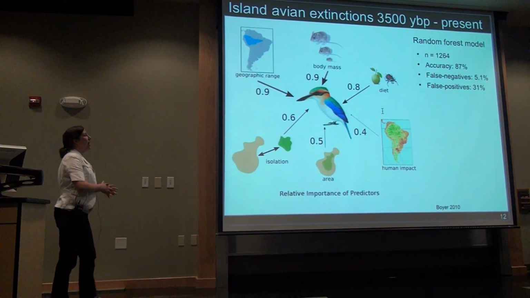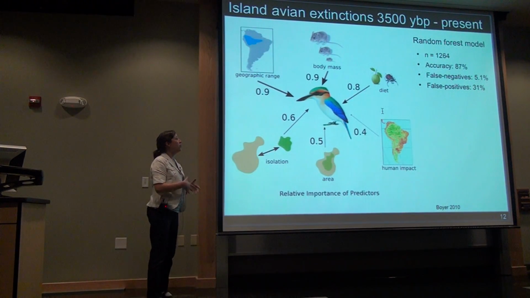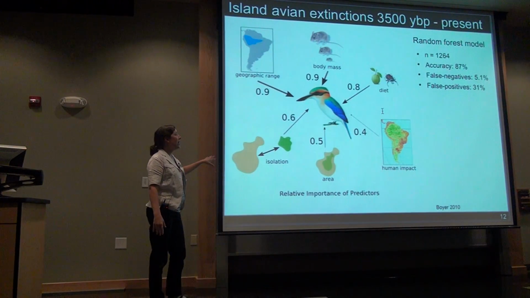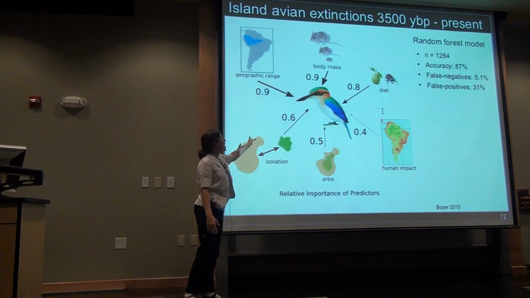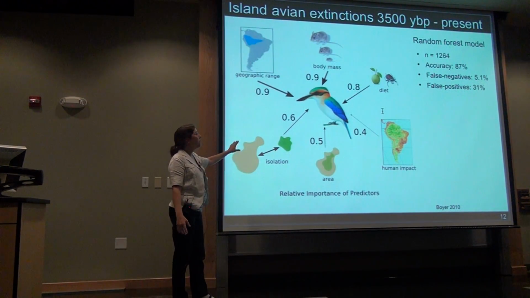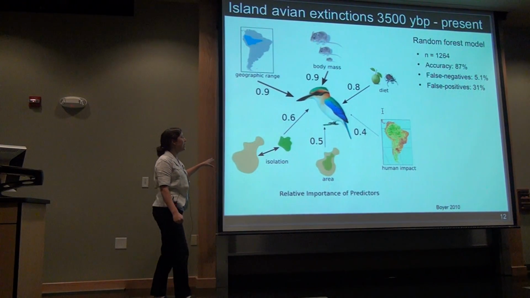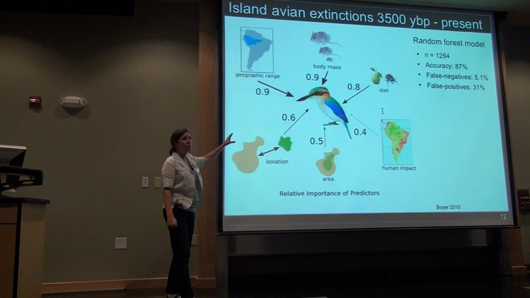And when we do a more sophisticated sort of classification tree called a random forest, looking at all extinctions across these islands for the past 3,500 years, basically the entire human history of those islands, we see that intrinsic traits of the species explain a lot of the variation in which species went extinct. So body size and geographic range size are the most important factors.